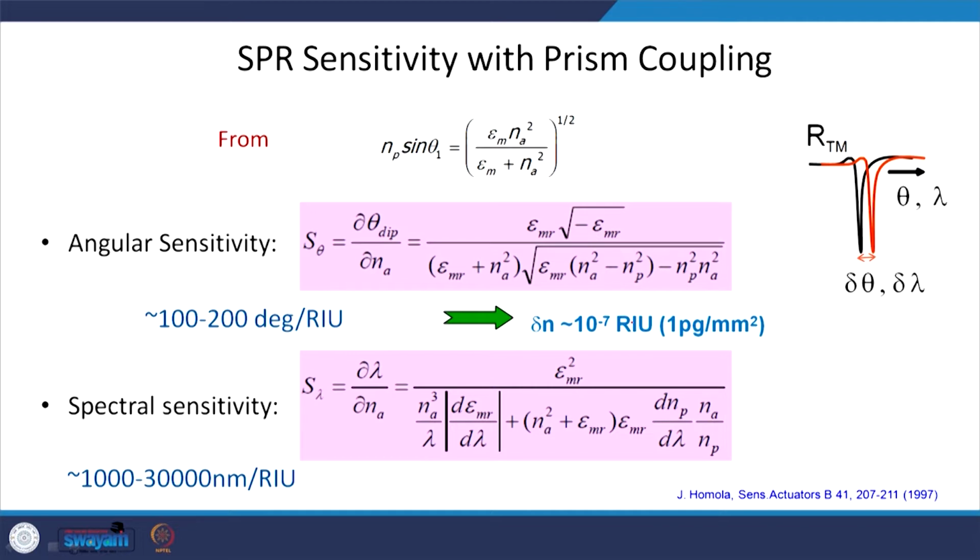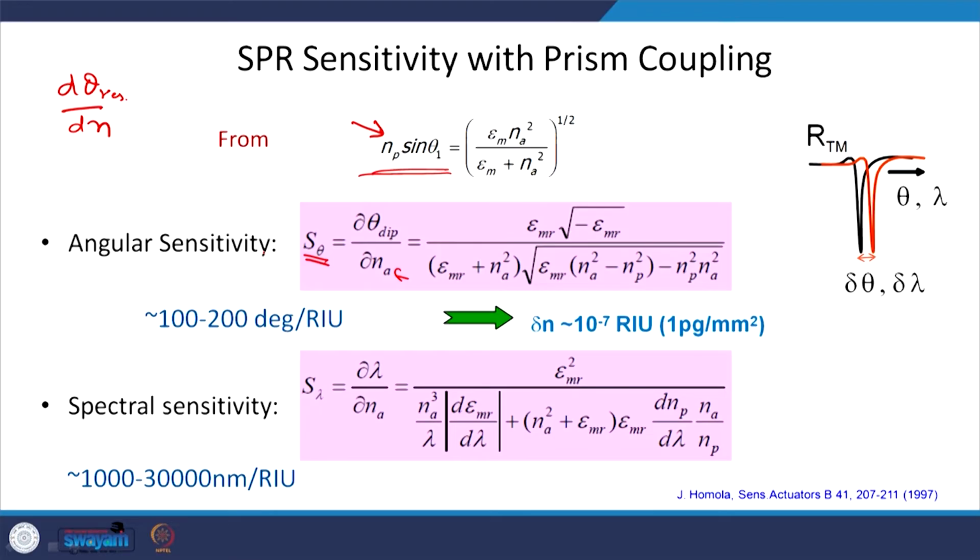Okay, what happens to the sensitivity? So, again I come to this same expression, and if you are doing the angular interrogation, what we do is d theta by dn. Now, here we have put Na for the analyte, so it will be d theta by dNa, where theta is the resonance angle. To calculate the angular sensitivity, you differentiate it with respect to n, and you end up with this relation.